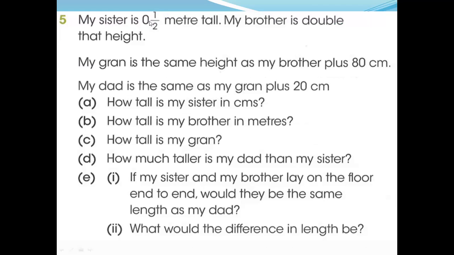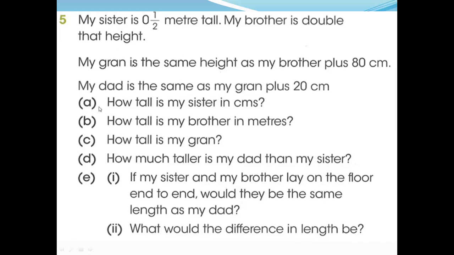My sister is half meter tall. 1 by 2 means half meter tall, or you can say 500 millimeter. My brother is double that height. It means what's the brother's height? If the sister is 1 by 2 meter, so the half is 500. So the double of 1 by 2 is 1000. 1000 means 1 meter. So 1 meter, the brother is tall.